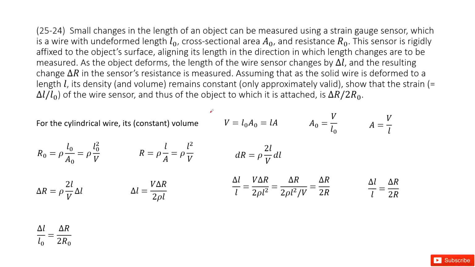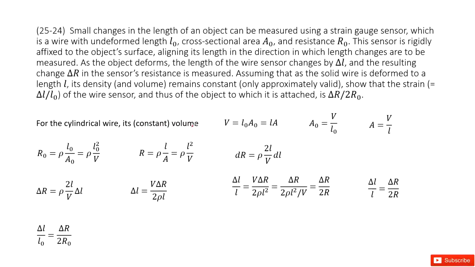And you can see initially the wire's length is L0 and the cross-sectional area is A0. And finally, this wire is just deformed, just changed, right? Just extended or something, changing the shape. The length is L, the cross-sectional area is A. And we know if we extend this wire, the volume will not change, right?